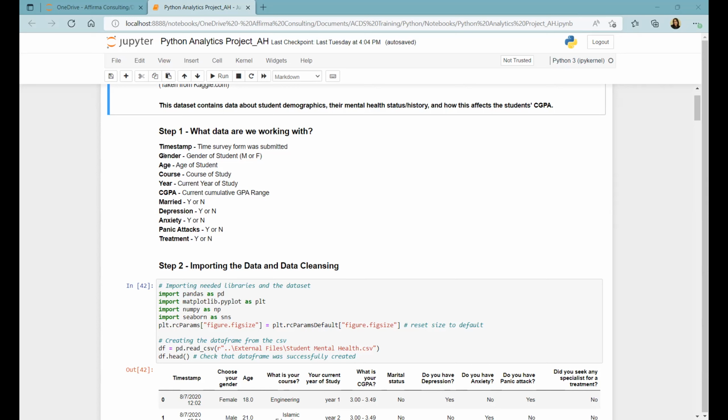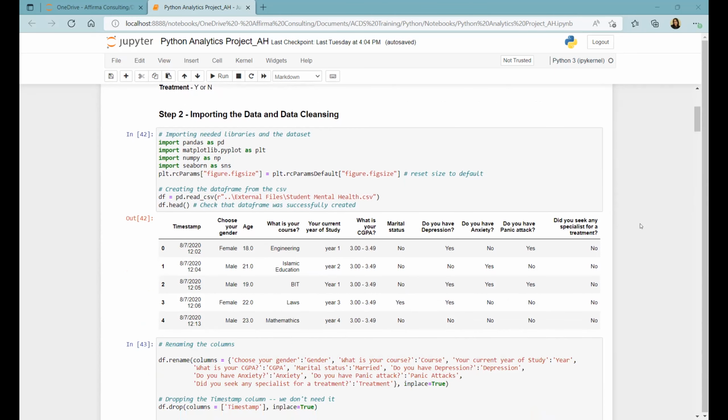And then we also have gender, male or female, age, course of study, year of study, their cumulative GPA range, whether they're married, whether they have depression, anxiety, panic attacks, and whether they sought treatment for any of these issues. So with the data cleansing, you can see the data right here just as is. We have the timestamp and everything else. Everything is formulated as a question because, again, it was a survey.